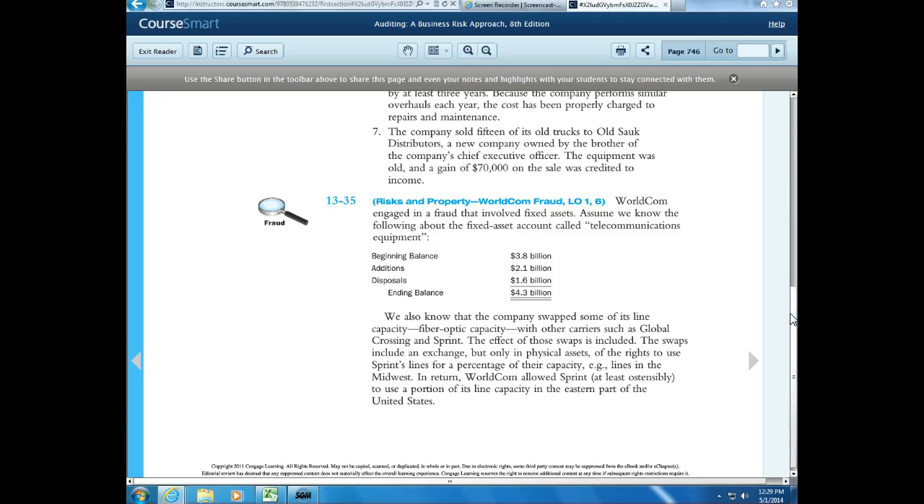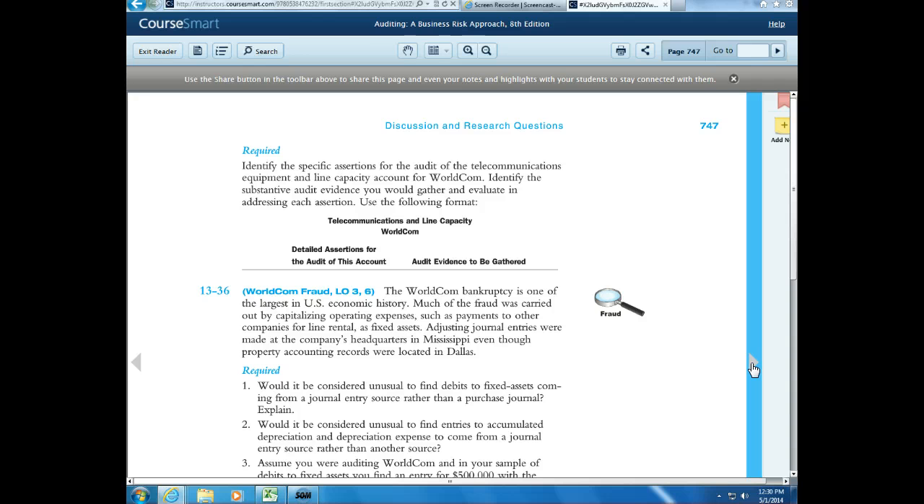Risks in property, WorldCom. WorldCom engaged in a fraud that involved fixed assets. Assume we know the following about the fixed asset account called telecommunications equipment. We have a beginning balance, additions, disposals, then an ending balance. We also know that the company swapped some of its line capacity with other carriers such as Global Crossing and Sprint. The effect of those swaps is included. The swaps include an exchange, but only in physical assets, of the right to use Sprint's lines for a percentage of their capacity, lines in the Midwest. In return, WorldCom allowed Sprint to use a portion of its line capacity in the eastern part of the United States. Identify the specific assertions for the audit of the telecommunications equipment and line capacity account for WorldCom. Identify the substantive audit evidence you would gather and evaluate in addressing each assertion using the following format.